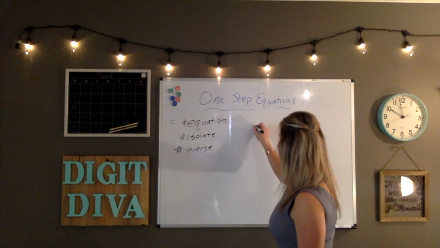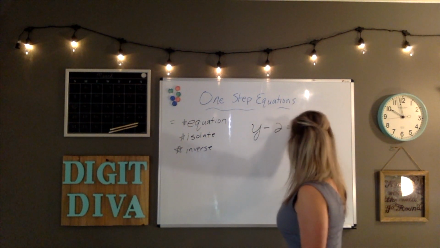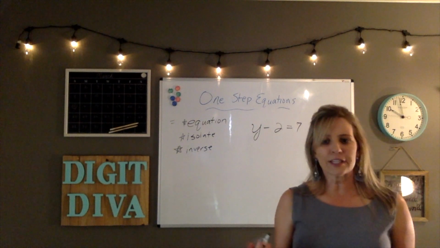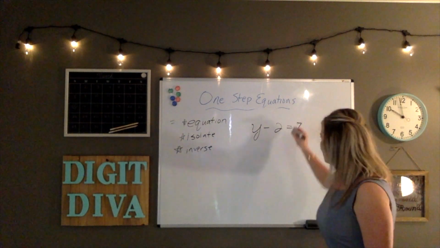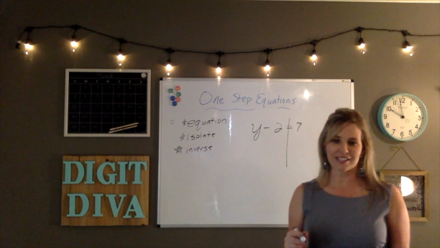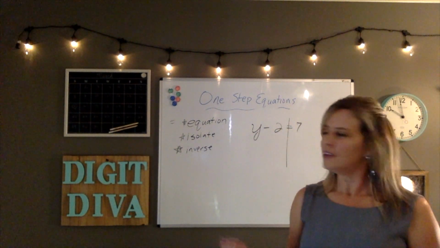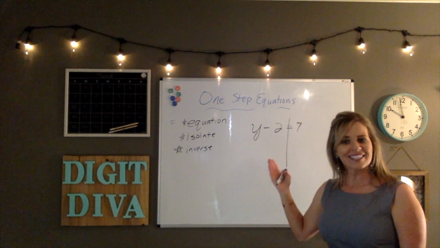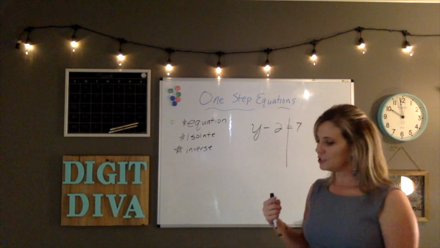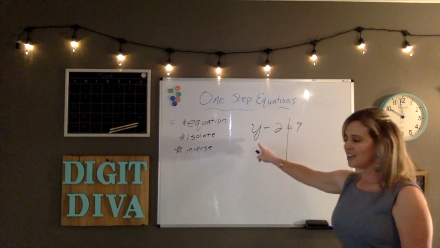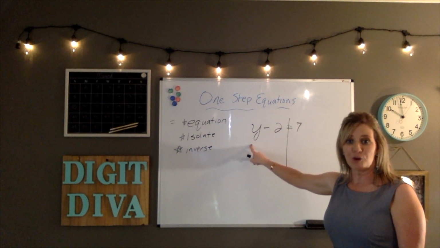Okay? How about y minus 2 equals 7? Looks fairly simple. The first thing I'd like for you to get in the habit of doing is drawing a line through your equal sign. We call that the river. That keeps your equation nice and neat. Okay? Whatever you do to one side of the equation, you're going to do to the other. So the goal is to isolate this y. We want him all by himself.